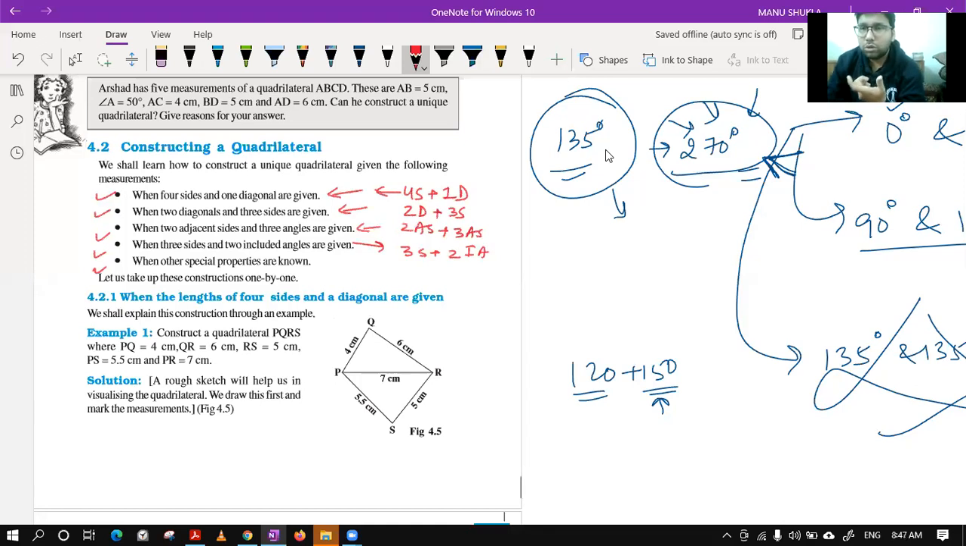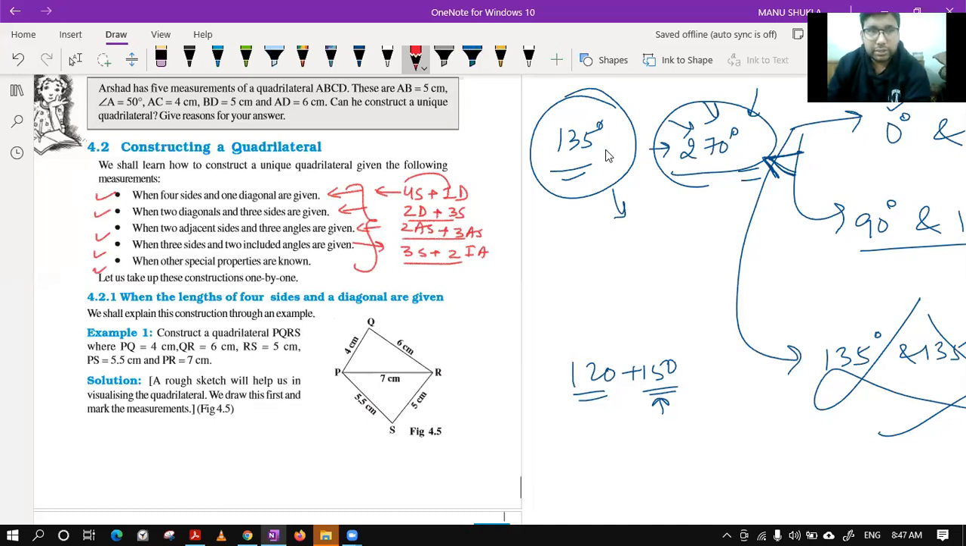Can you count how many things are given to you to draw a, sorry, to draw a quadrilateral? Five things are given to you. In all these cases we have seen 4 plus 1 is 5, 2 plus 3 is 5, 2 plus 3 is 5, 3 plus 2 is 5. So they are giving you 5 quantities at a time to draw this quadrilateral uniquely.